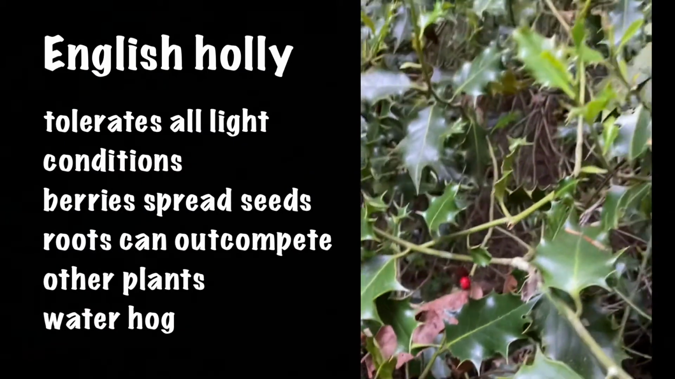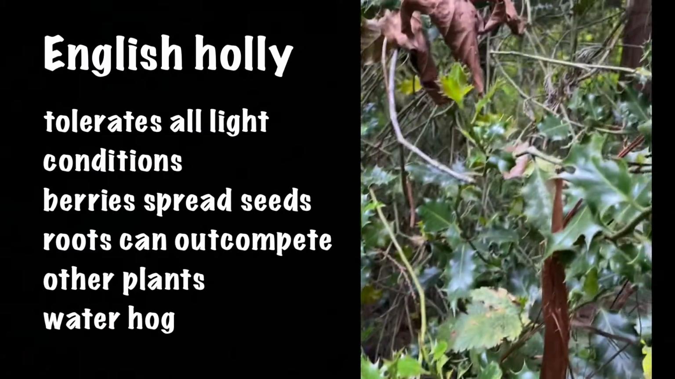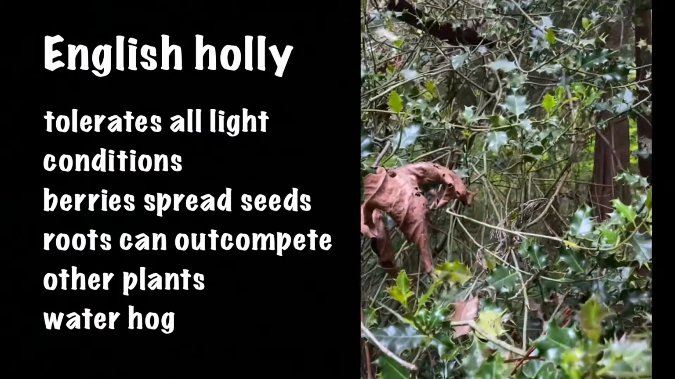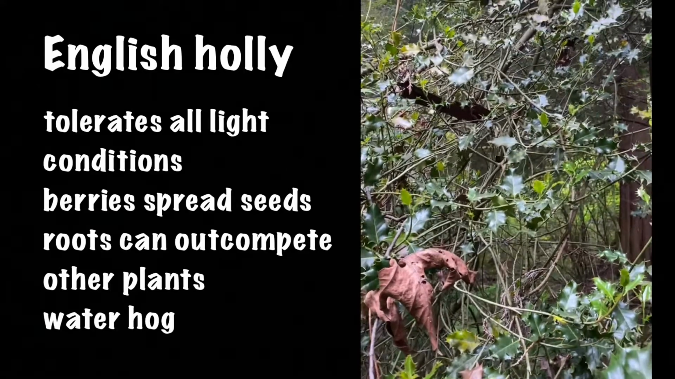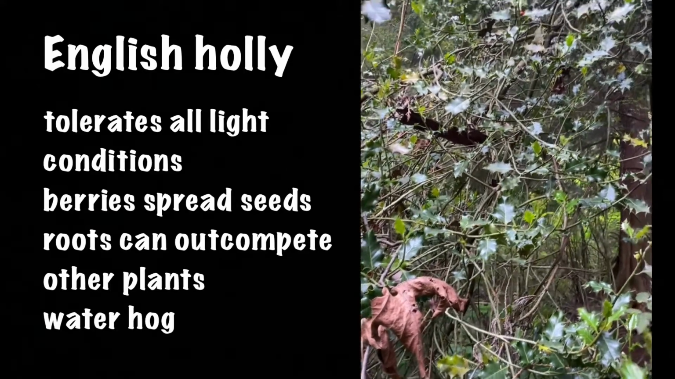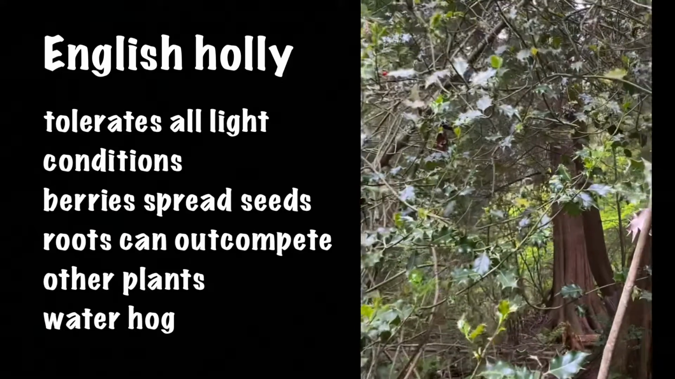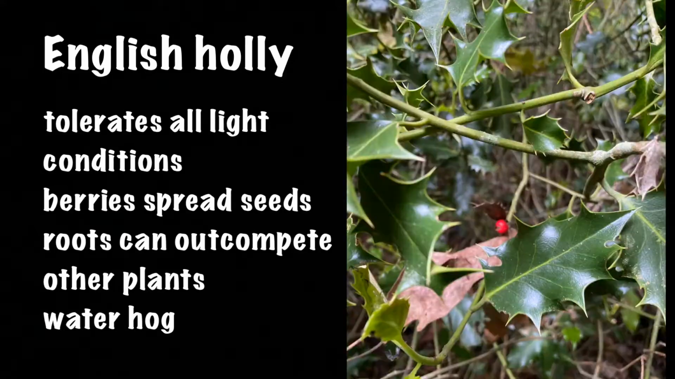English holly was a popular ornamental evergreen shrub. It has become a serious invasive species, however, because it can tolerate both sunny and shady habitats in the coastal temperate rainforest, and it's spread quickly by birds who eat its berries. Holly's roots are especially problematic as they can easily outcompete native plants for nutrients and water. Native plants often die from dehydration when holly is around.